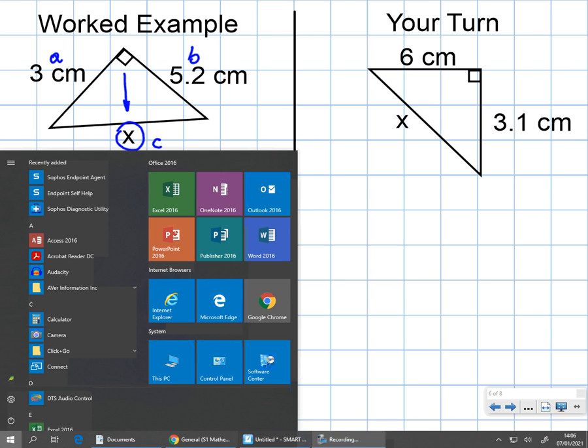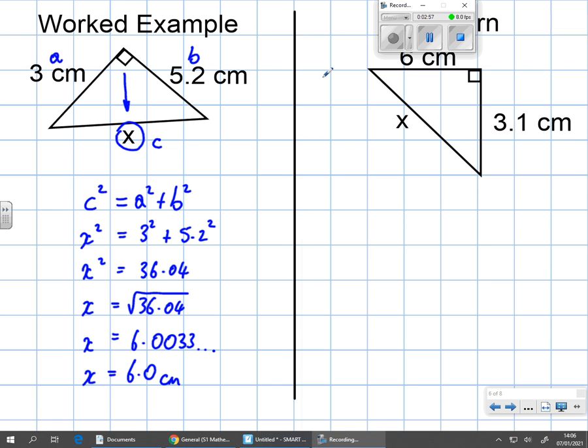You can now go on and try the your turn. Pause the video, do the your turn, and then unpause, and I'll do the solution to this your turn at the end of this video.